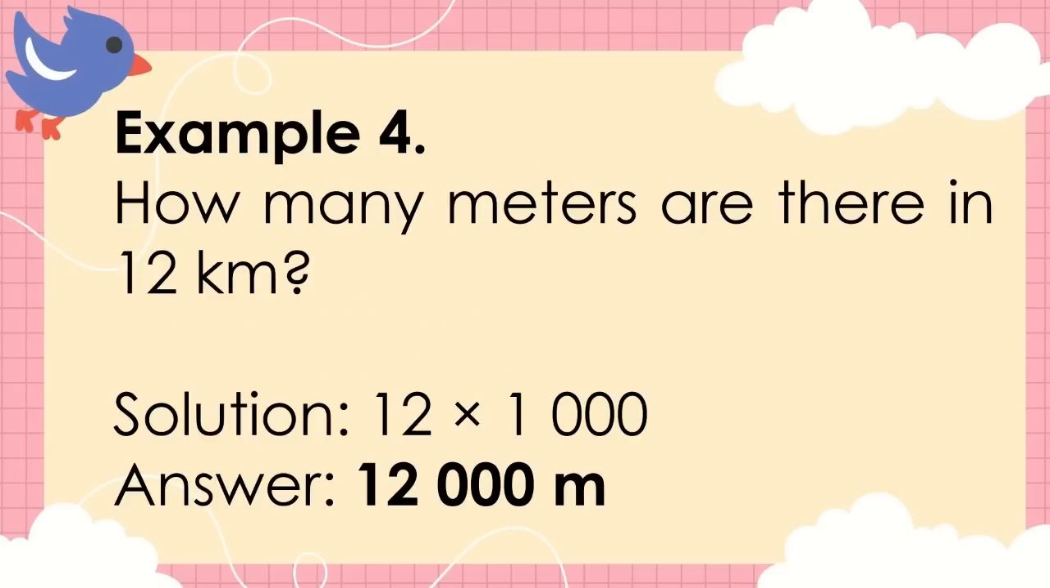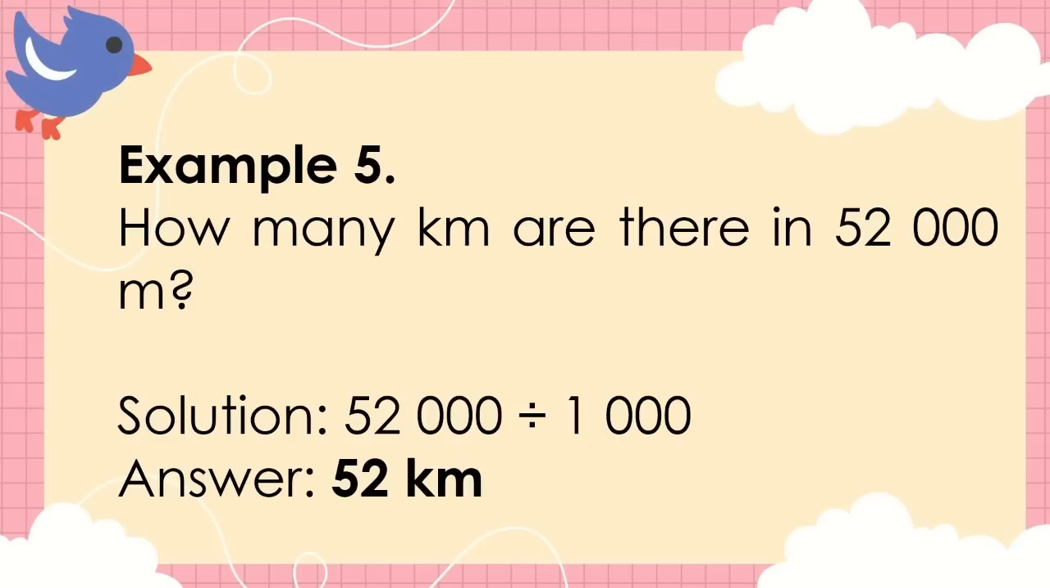Example number 4. How many meters are there in 12 kilometers? Solution: 12 times 1,000. The answer is 12,000 meters. Example 5. How many kilometers are there in 52,000 meters? Solution: 52,000 divided by 1,000. The answer is 52 kilometers.